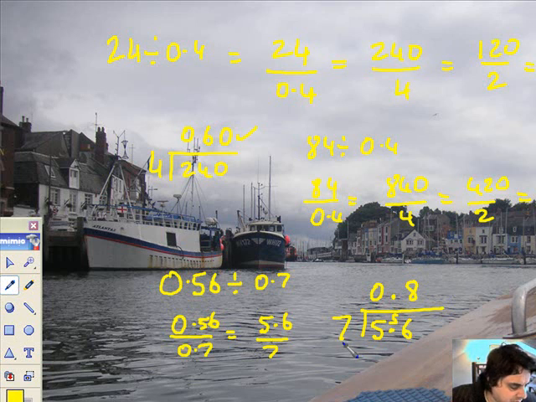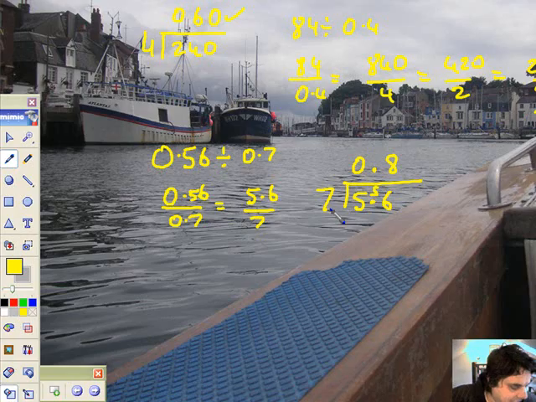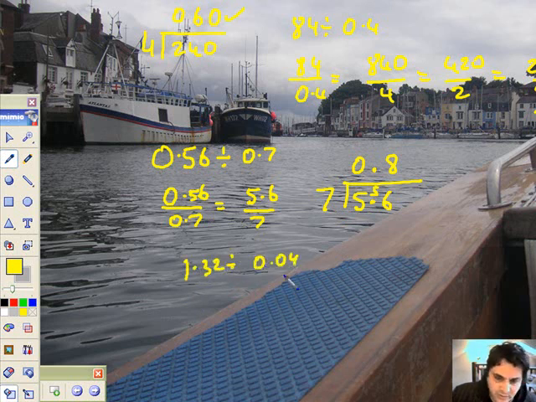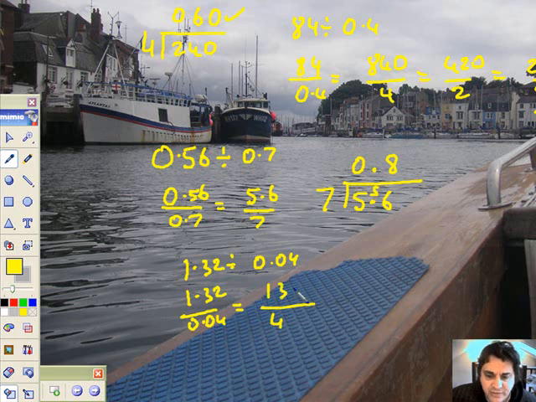We'll try and do F. I like the look of F. It says 1.32 divided by 0.04. Write it properly. 1.32 over 0.04. This time multiply by 100 to get the bottom number, the divisor or the denominator, into a whole number. So multiply that by 100. That's 4. Multiply this by 100, 132. We can halve it down because we can.